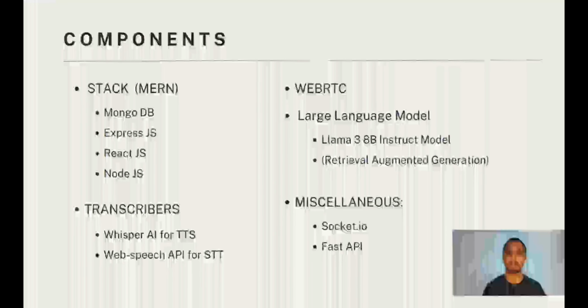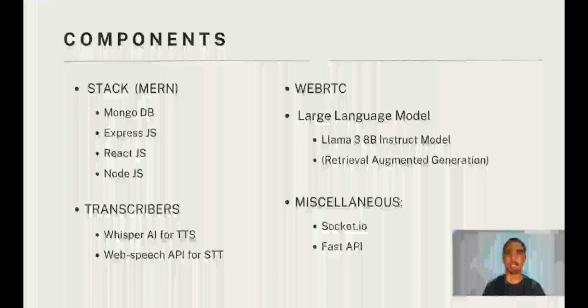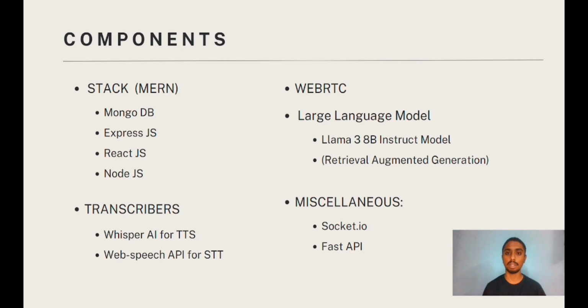Apart from these main components, we also have some miscellaneous things. They are Socket IO and FastAPI. Socket IO is used in the case of WebRTC for signaling purposes, and FastAPI for communication between the front end and back end.